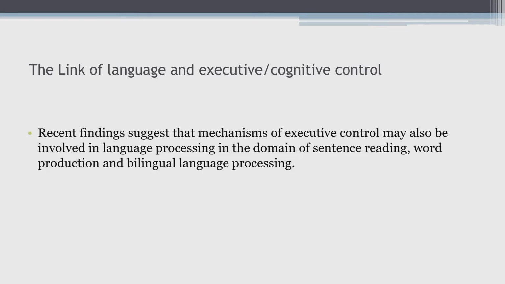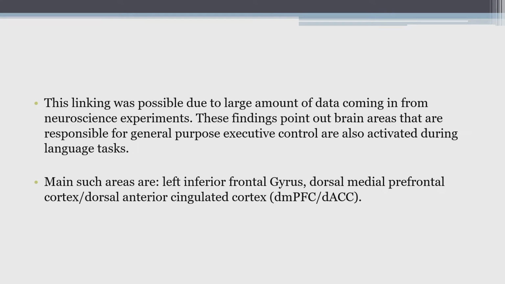Recent findings have suggested that mechanisms of executive control may be involved in language processing in these three domains: sentence processing, word production and bilingual language processing. These are the three domains that have been extensively researched, and this is the data that we will look at. This linking was possible due to a large amount of data coming primarily from neuroscience experiments, as we have seen before in part 1 of this module.